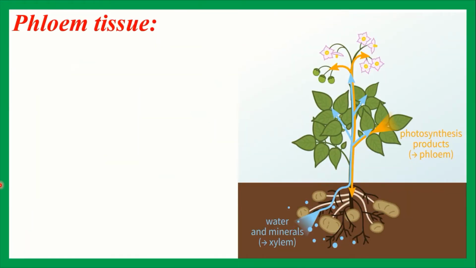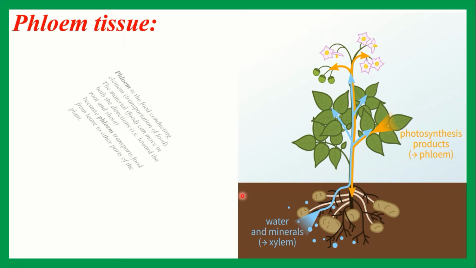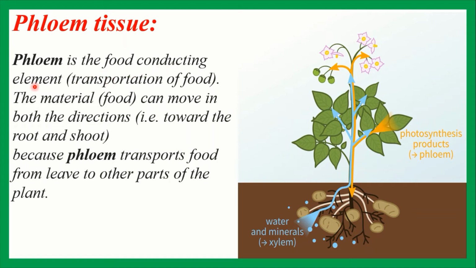Let's start the class. Everybody see the figure. This one is the transportation of water materials and food materials, that is shown in the picture. Here xylem tissue, I think you know, helps to transport water and minerals from root to different parts of the plant's body, and this water and minerals help to produce food materials through the photosynthesis process, and these produced food materials are transported by the phloem tissue. So phloem tissue is the food conducting element.